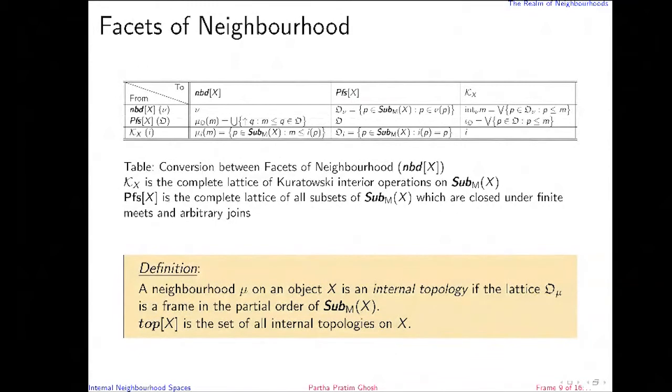Okay. So now, let me return to topology. Remember, topology had another feature which was not that visible in sets, because sets are completely distributive lattices. So a neighborhood is an internal topology if the lattice of opens is a frame, that means the finite meets distribute over arbitrary joins. And then this is the so-called kernel topology.